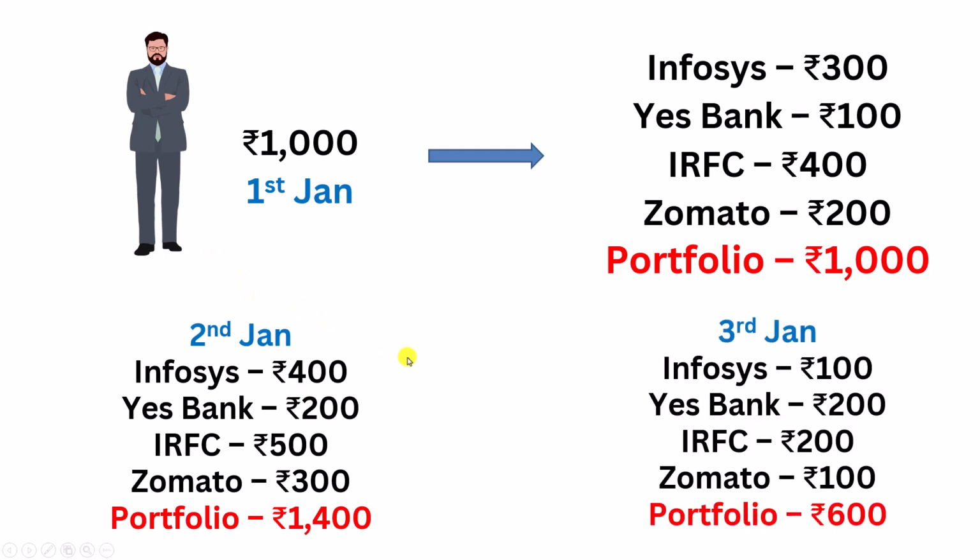Let us say that on 3rd Jan, this is your portfolio. You know that prices move up and down, and it has gone down today on 3rd Jan. Your portfolio, which was worth 1000 rupees on 1st Jan, is worth 600 rupees on 3rd Jan, meaning you have a loss of 400 rupees. Even then, that loss is entirely yours. This portfolio belongs to you and you only. So this is the condition of shares.